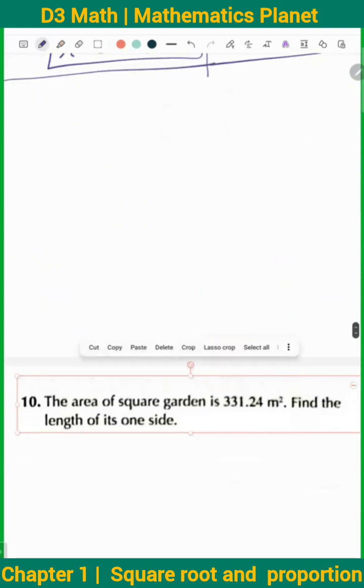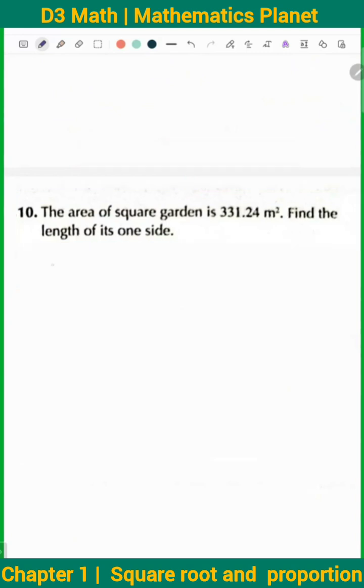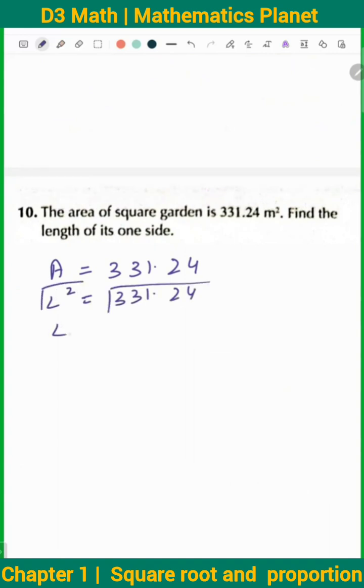Okay, area of the square garden is 61.24 meters square. Find the side. Okay, now again listen to me carefully how to find the square root. Okay, so now we are going to find the square root. Okay, Alia and Muhammad Asif Iqbal, listen to me carefully how we are going to work on the square root.